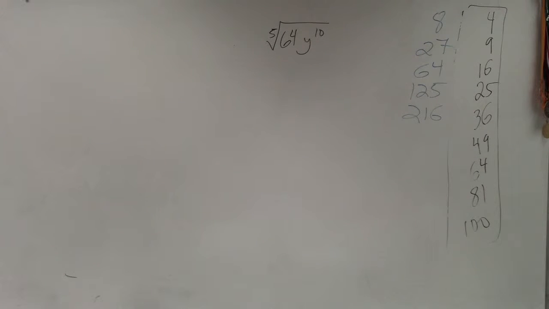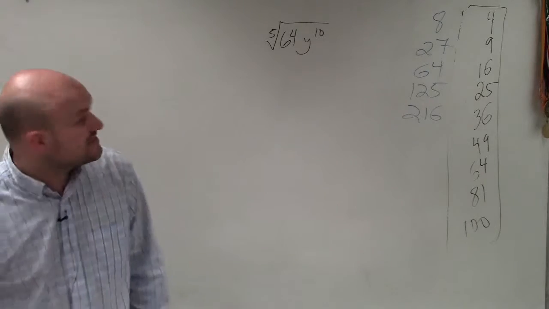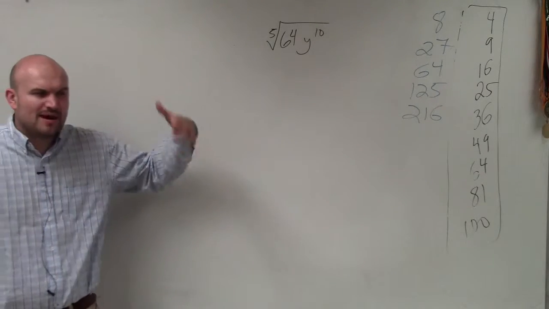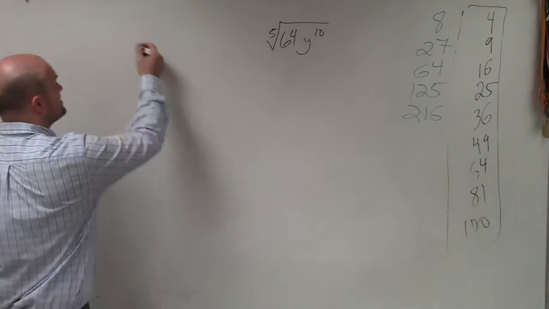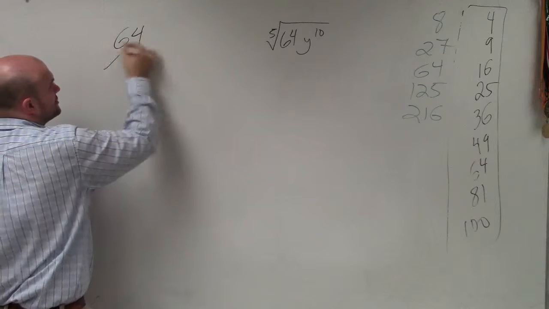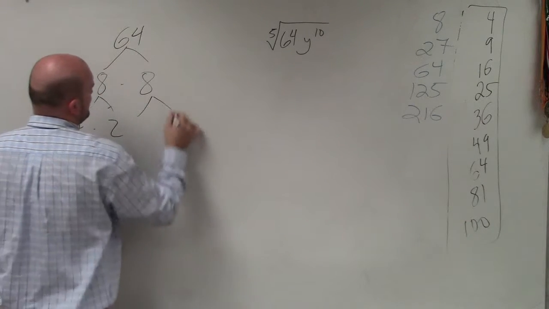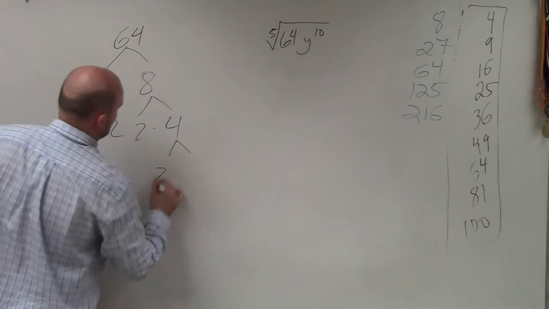So, in this example, ladies and gentlemen, what we're looking for is the fifth root of 64y to the 10th. Now, again, you might be saying, well, what number multiplied by itself five times is going to give me 64? Probably the easiest thing to do for this is just, again, to create a factor tree. 8 times 8, 4 times 2, 2 times 4, 2 times 2, 2 times 2.